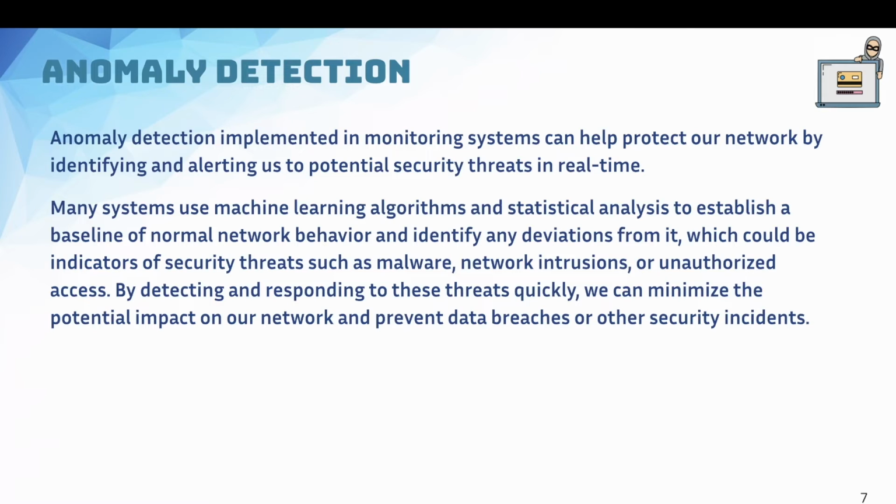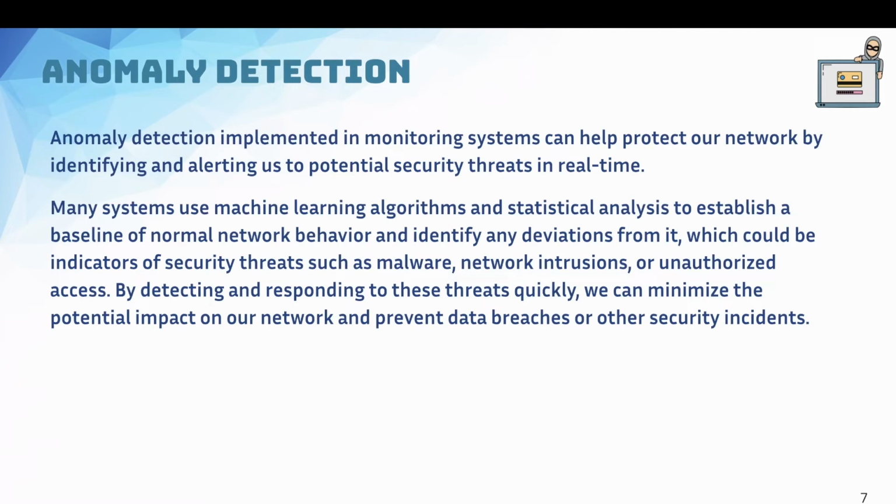Anomaly detection is implemented in monitoring systems, and it can help protect our network by identifying and alerting us to potential security threats in real time. Anomaly detection is going to take a baseline reading of what your normal traffic looks like on a network, and then the moment it sees anything suspicious or out of line that would normally not be sent, it's going to at least alert you and potentially even take action depending on the system you have in place.